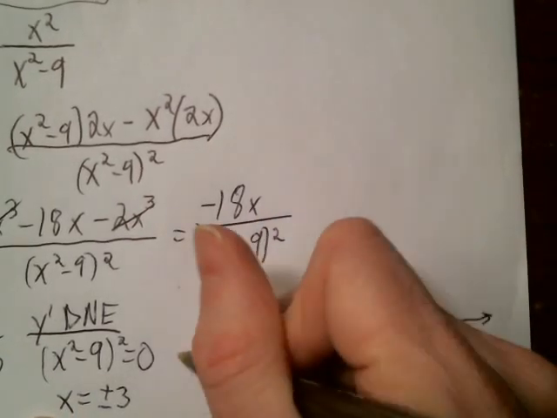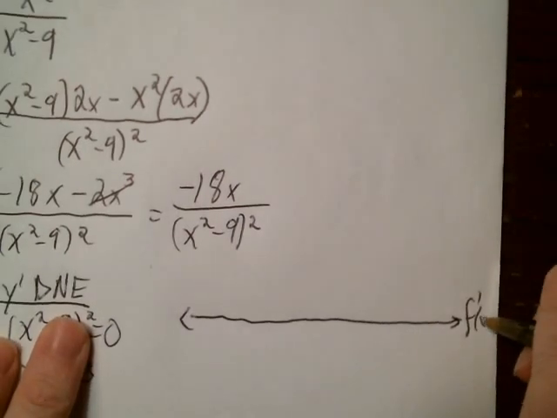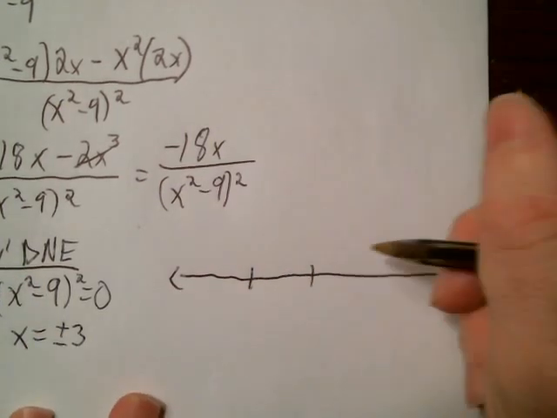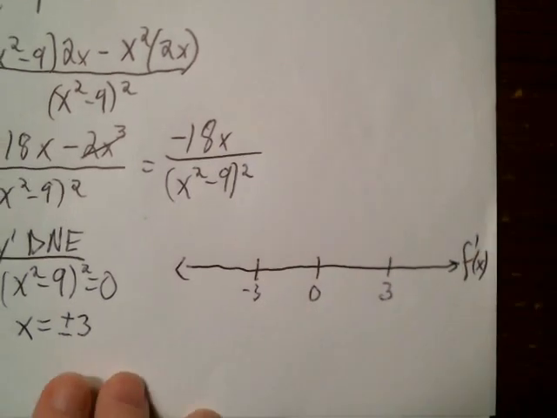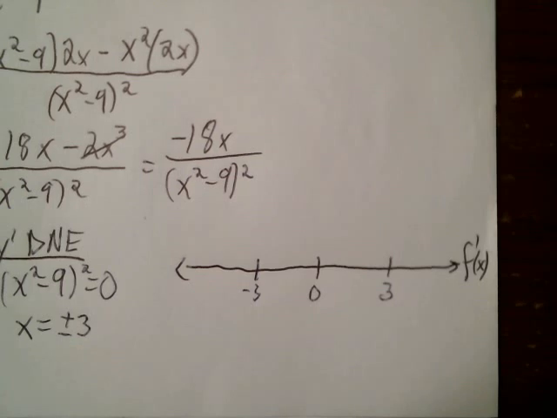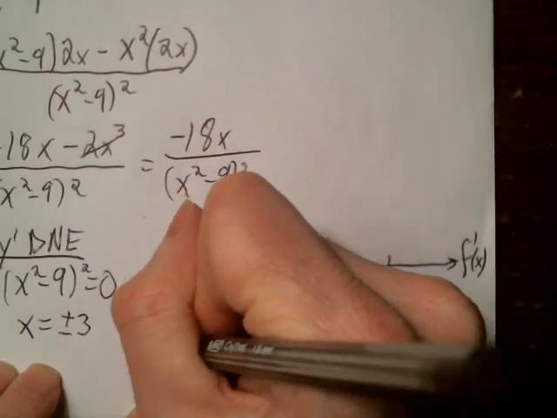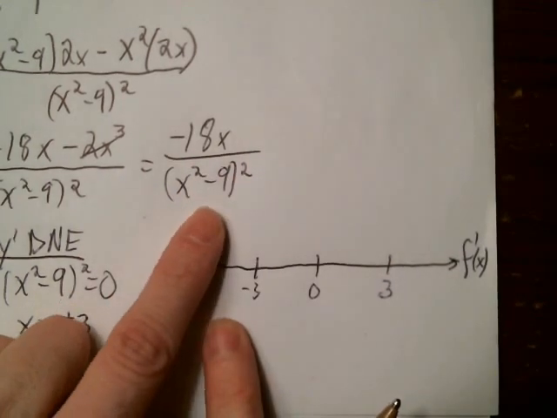Okay? So here's my number line for the derivative, f prime of x. I'm going to label just the critical numbers. So -3, 0, and 3. And then I want to do all the test values, etc. So test value, sign, and my conclusions. And I'm working with the derivative.